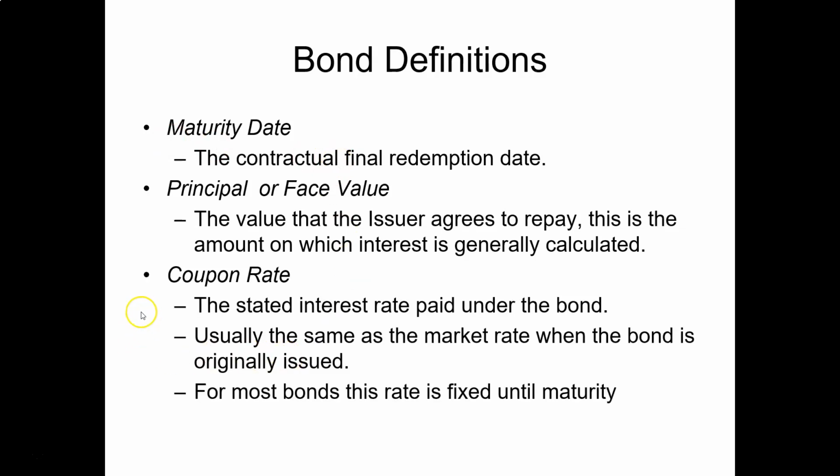The third concept related to bond is the coupon rate. It determines the interest payment before the maturity date. Generally, the coupon rate will be fixed before the maturity date, and the coupon rate will be the same as the market rate for most of the bonds.